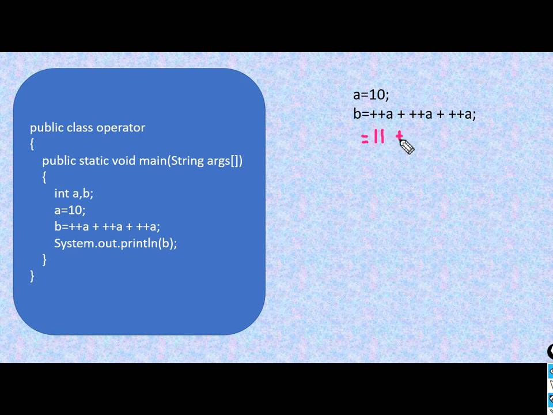Then again we have a plus sign, so plus sign will be here, again plus plus a. Now the value of a is 11, which we found just now. Plus plus a will again increase the value of a by 1, so now it will be 12. So here we have 12, and then again plus plus a means now the value of a is again going to increment by 1, so it will be 13. So 12 plus 1 is equal to 13.